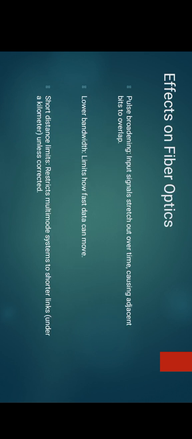The effects on fiber. First one, pulse broadening. Input signals stretch out over time, causing adjacent bits to overlap. Second one, lower bandwidth. The lower bandwidth limits how fast data can move. Third one, short distance limits. It restricts multi-mode systems to shorter links unless corrected.